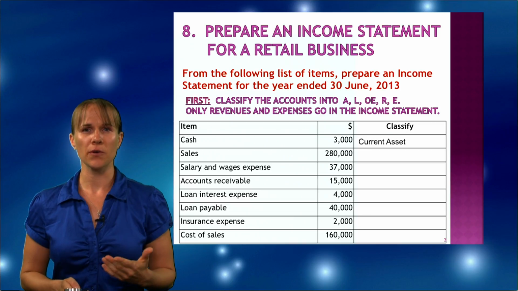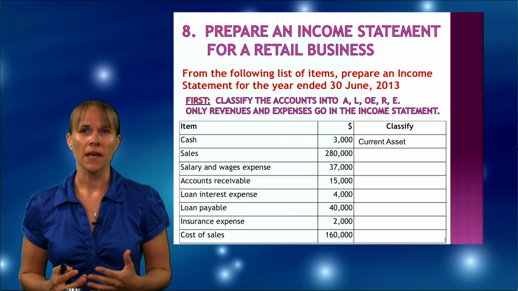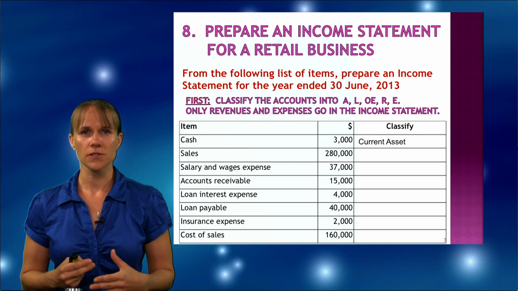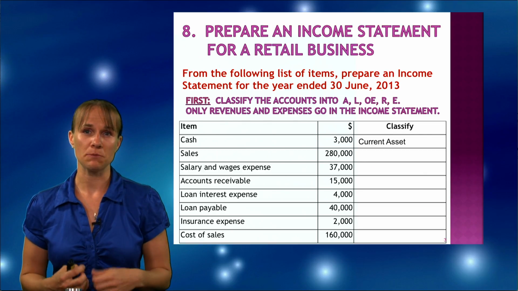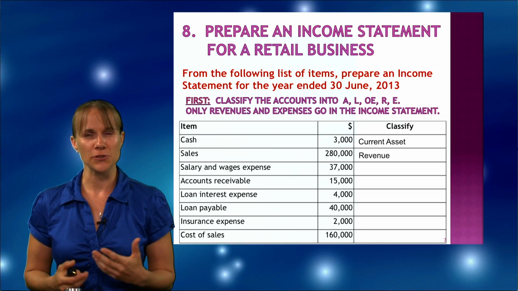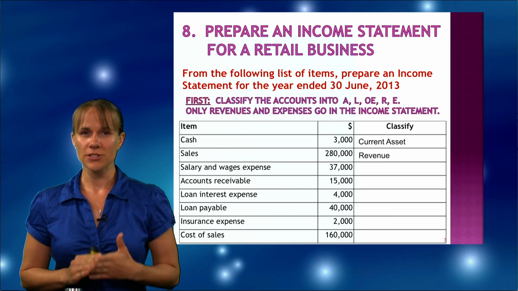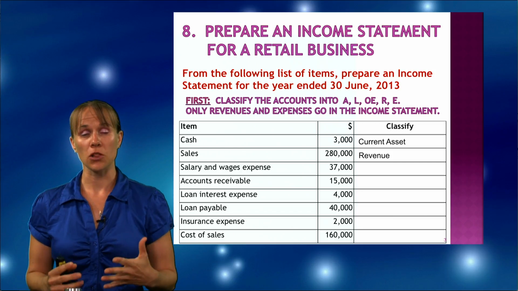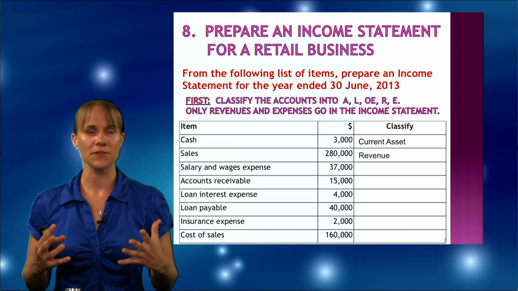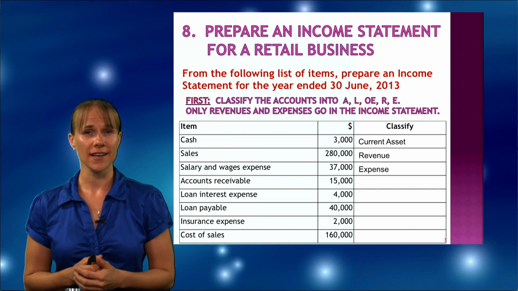So cash, as we know, is one of our assets. It's our most current asset because it's very liquid. Sales. So sales, what we're generating from, say, providing our services or selling our goods. So sales, form of revenue. So we'll classify that as a revenue item. Salaries and wages expense. So one of the nice things with a lot of our expenses is that they give themselves away. So we can say we have an expense account here.